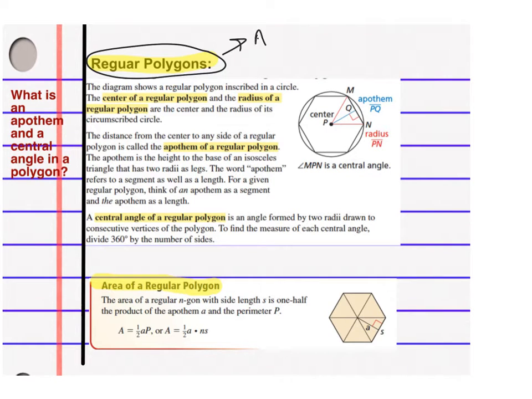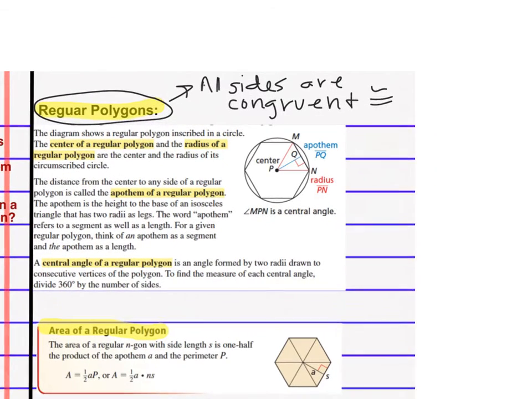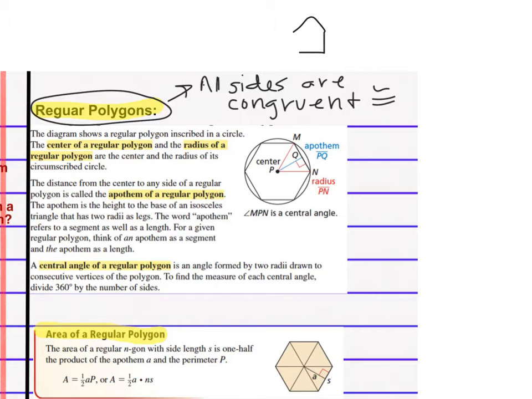I would write this: all sides are congruent. If you want to use the math symbol for congruent, all sides are congruent. So what we mean by that is, let's say you have a pentagon or something like that, they're all equal, like maybe 2, 2, 2, 2, 2. All right, that is a regular polygon, all equal sides.